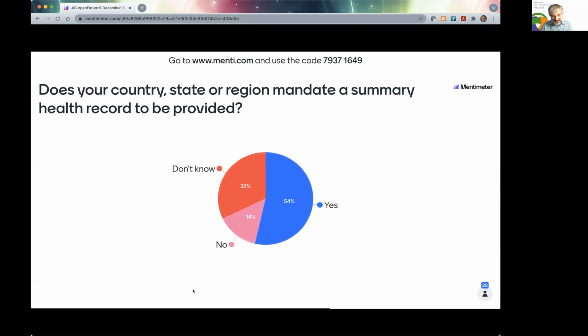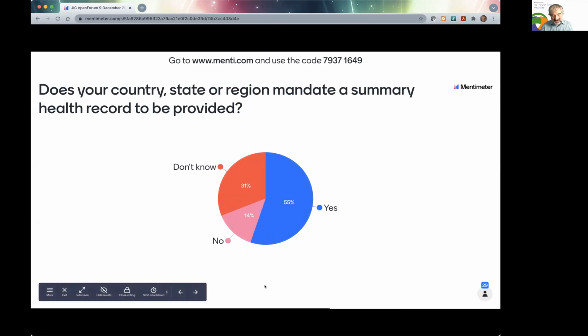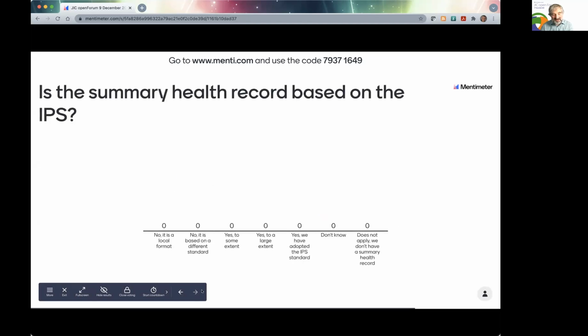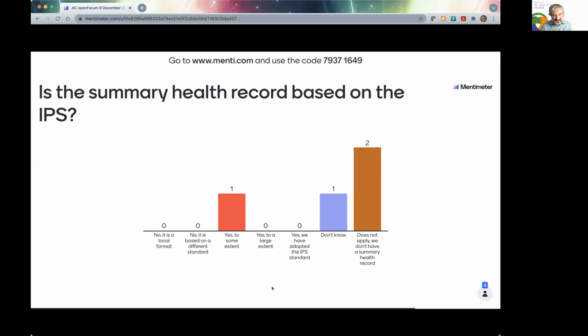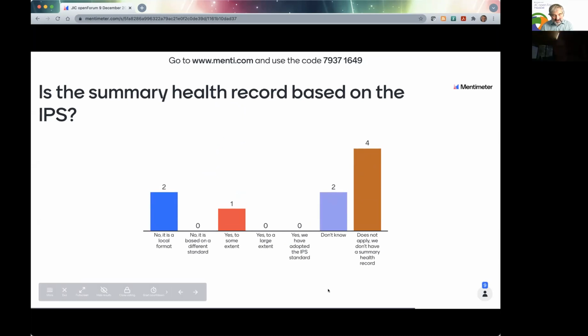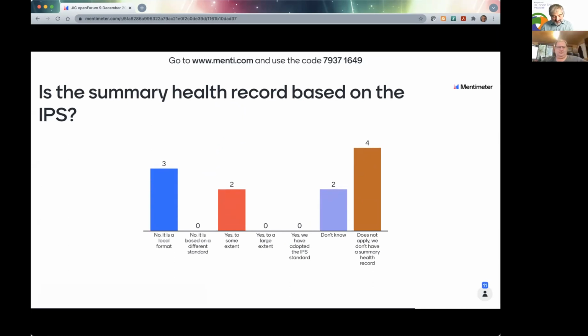Yeah, now since the graphic stops moving a bit, we should go ahead to the next question, which is for those who have such a summary, is it based on the IPS? And we have prepared a set of possible answers, because IPS is also a toolkit. Yes, we see that people understand the answers. No, it's a local format. There are quite some. Yeah, of course, some don't have one.